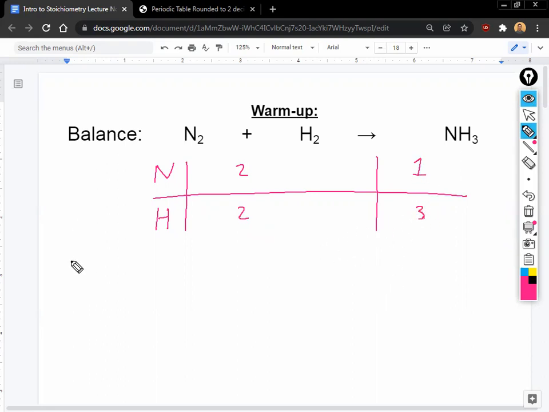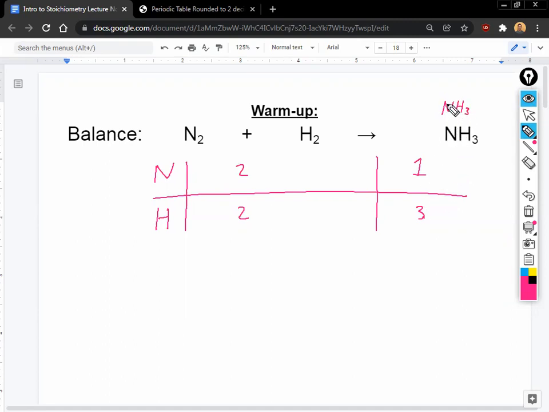Now, the rules for balancing are you want to add to the side that has less of that element, and you want to add the whole molecule. So which side has less nitrogen? The right side, yeah. Hold up. The right side for you guys, that's my left. So the right side. So you need to add nitrogen onto the right side, but I can't just add nitrogen by itself. I have to add the entire molecule that it's a part of. So I have to add NH3.